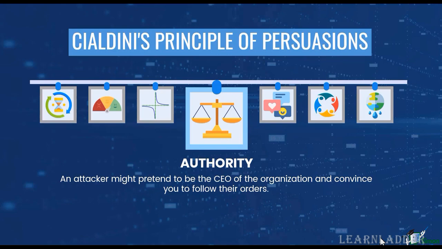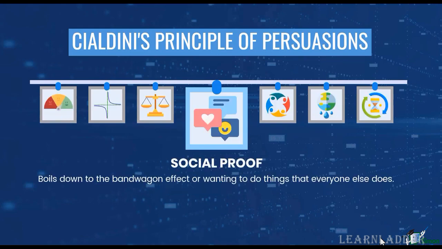The third principle of persuasion is social proof. Social proof boils down to the bandwagon effect, or wanting to do things that everyone else does. For example, in an office context, it's not uncommon that if some of the workers work late, others will feel obligated to work late as well. No one wants to be seen as the one leaving first. If a scammer or phisher can convince their target that everyone's doing this, like jumping on the bandwagon, they're more likely to do what the attacker wants.